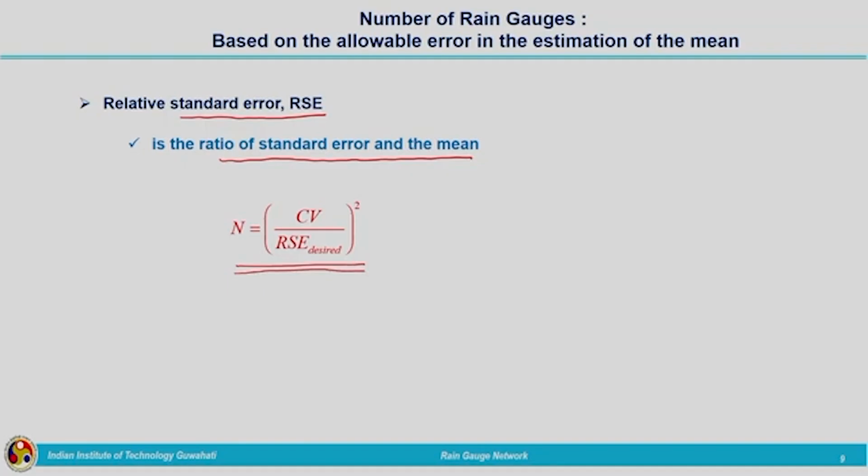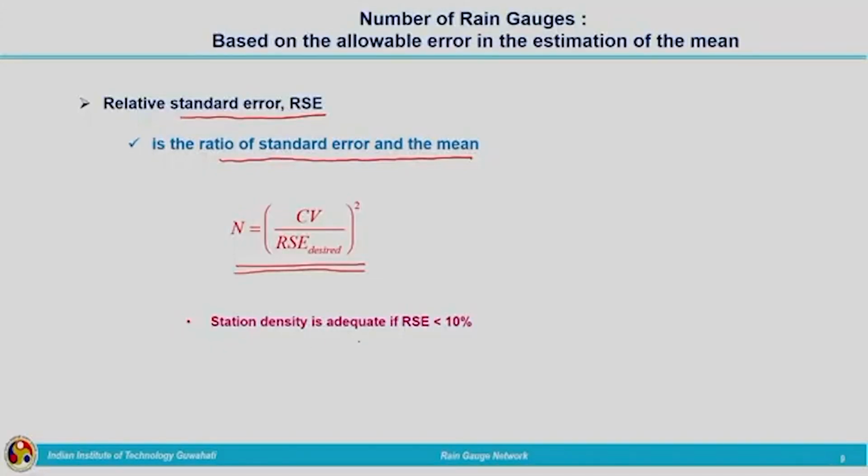So, we need to calculate the relative standard error, and the coefficient of variation we will be calculating as explained in the previous method. After that, we will be computing the ratio of CV divided by RSE desired, and you will be squaring that particular value, which will give you the desired number of rain gauges in a particular area.